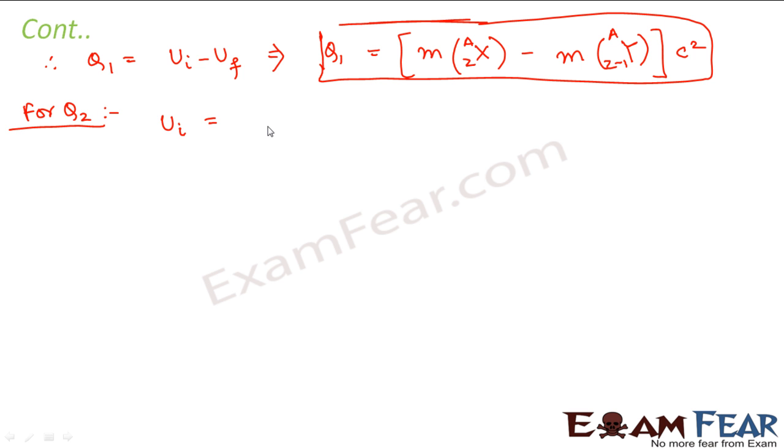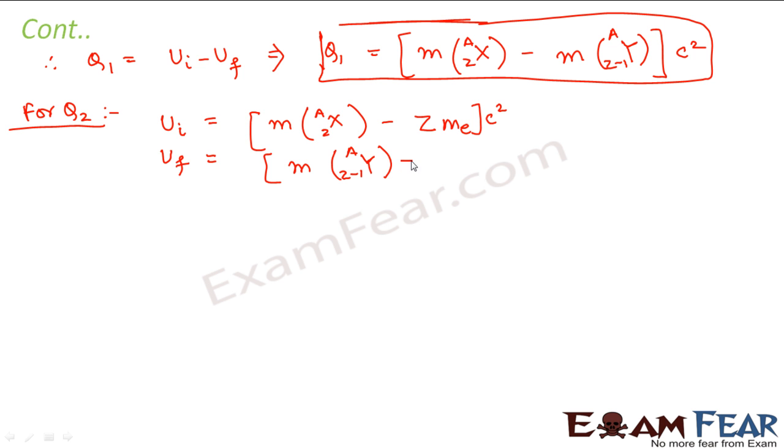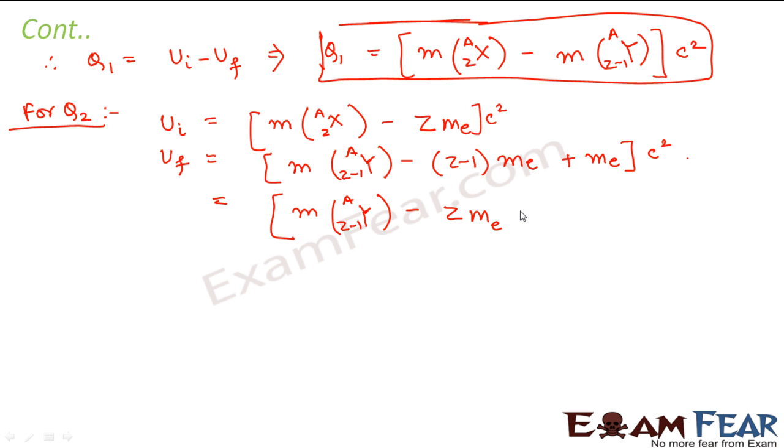Now let us calculate the Q value for beta plus decay. In this case, what would be the initial rest mass energy? It would be the atomic mass of the parent nucleus minus Z m_e into c squared. What would be the final rest mass energy? That would be the mass of the daughter nucleus minus (Z minus 1) m_e plus m_e into c squared. So from this, we get this as the mass of the daughter nucleus minus Z m_e plus 2 m_e c squared.